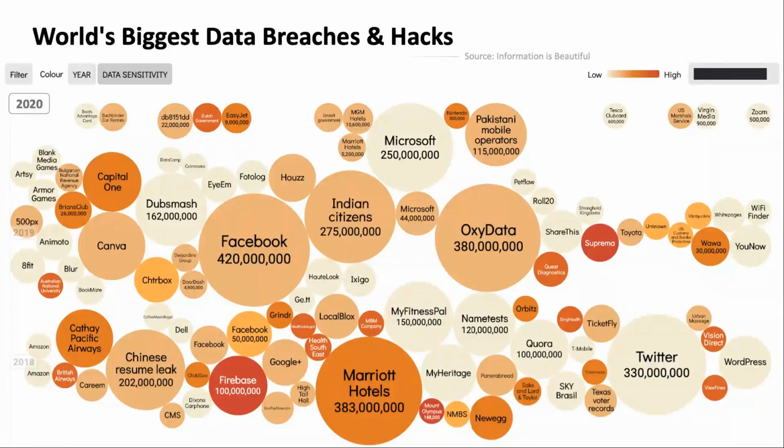Now, the following visual presents some of the breaches from 2018 all the way to today. The contrast of the circles represents the sensitivity of the information that those hackers were able to obtain. And the size of the circles, of course, represents the number of records that were obtained. So, for instance, if you take a look at Microsoft, at about 250 million, as opposed to Facebook with 420 million.